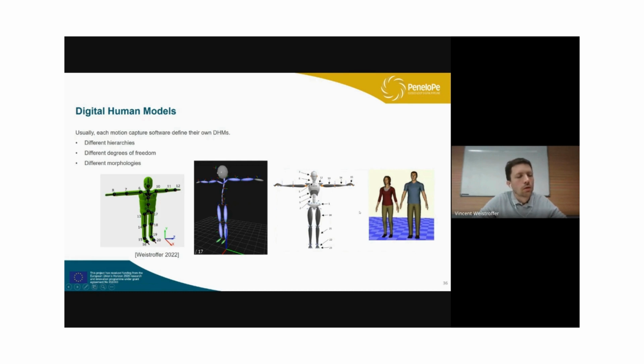So again, unfortunately, there is no real standard about how to model your digital human model. And each motion capture software will give you their own representation. So at the end, you have to adapt and choose which digital human model you want to use, which hierarchy, how many degrees of freedom you want to use, especially to model the lumbar spine, for example. Do you want a precise model, or do you want a less precise model? What kind of morphology do you want to use, etc.